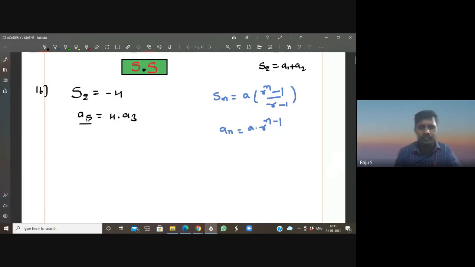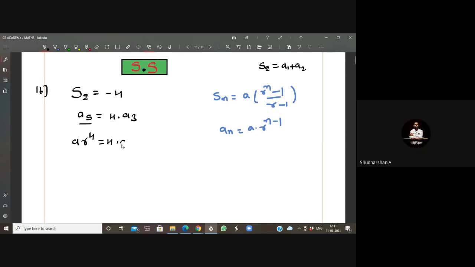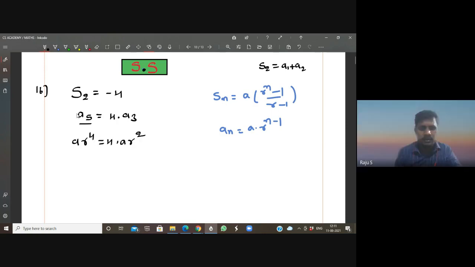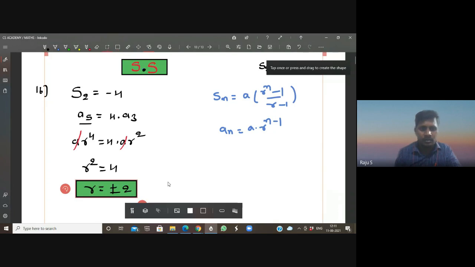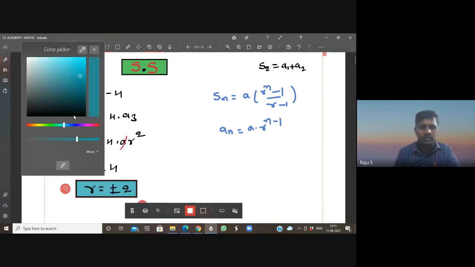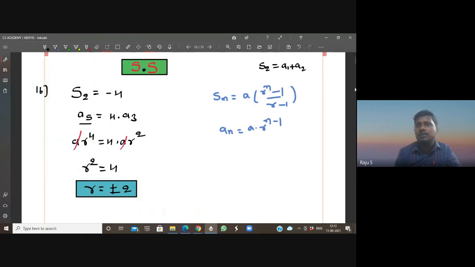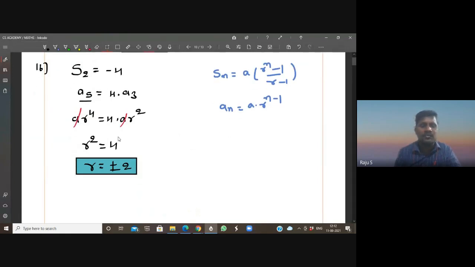With this, A5 means A R power 4. A R power 4 is equal to 4 into A R square. Shall I cancel? Get cancelled, sir. R square is equal to 4. So R square is equal to 4, R is equal to plus 2 or minus 2. Here we got the common ratio. The common ratio is clearly plus or minus 2. Nothing but, here we got two different cases.